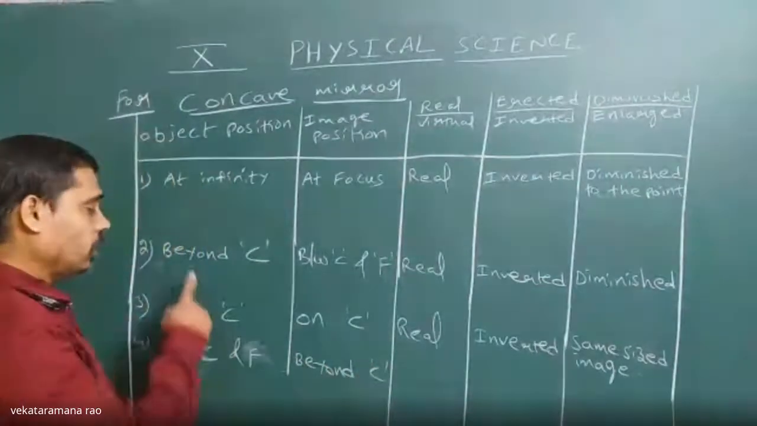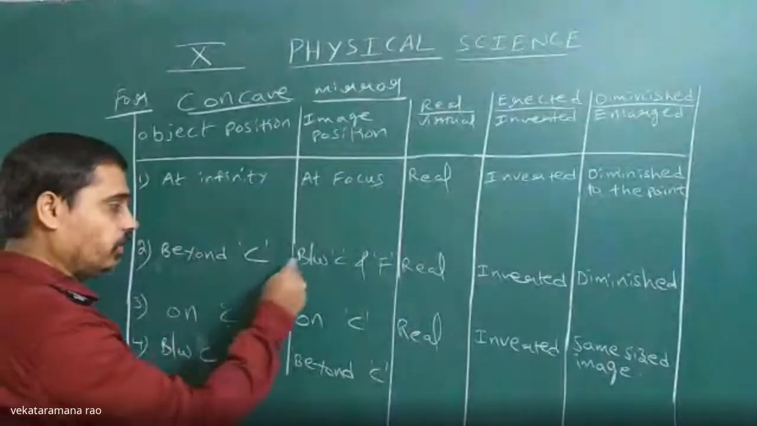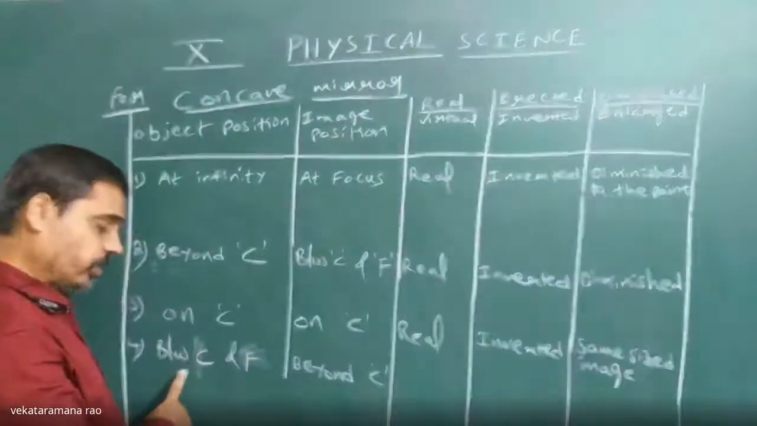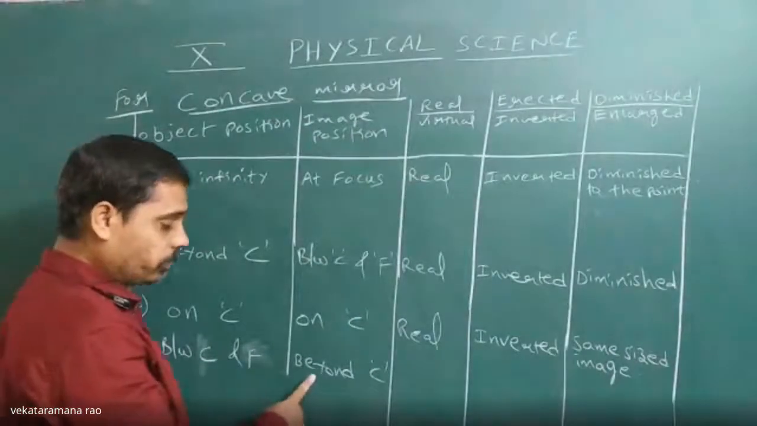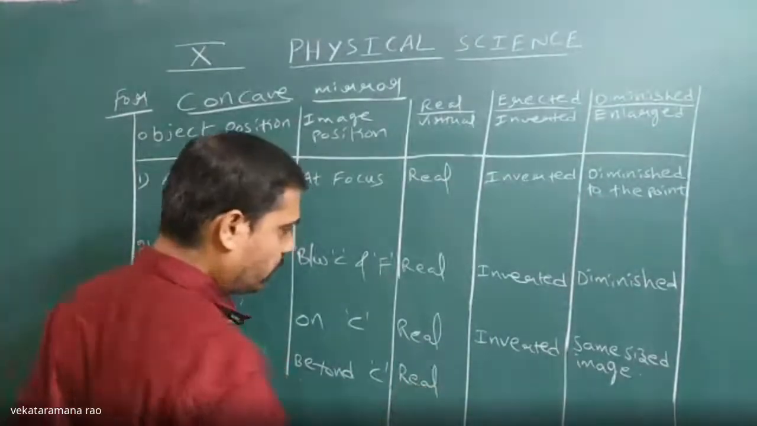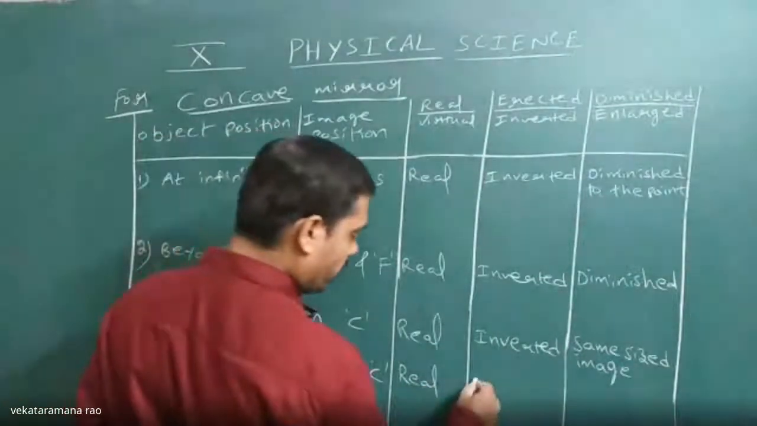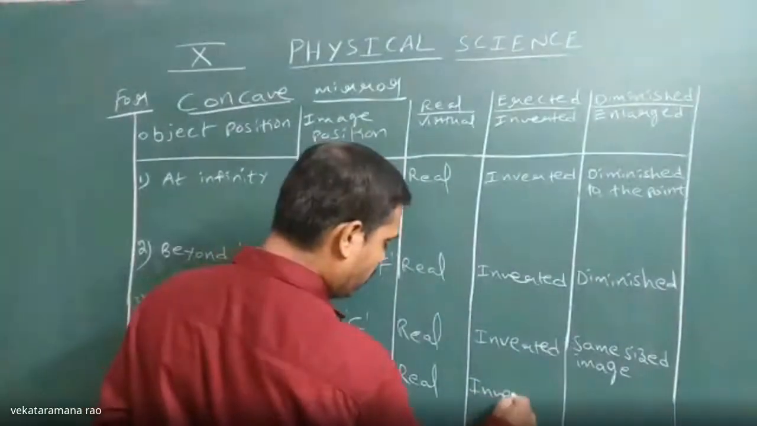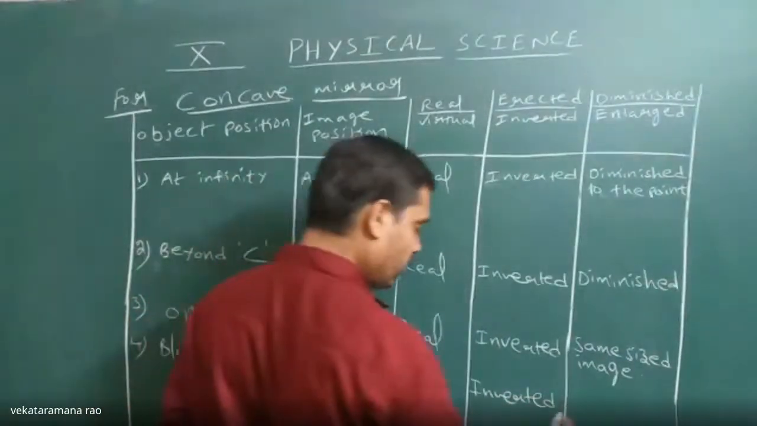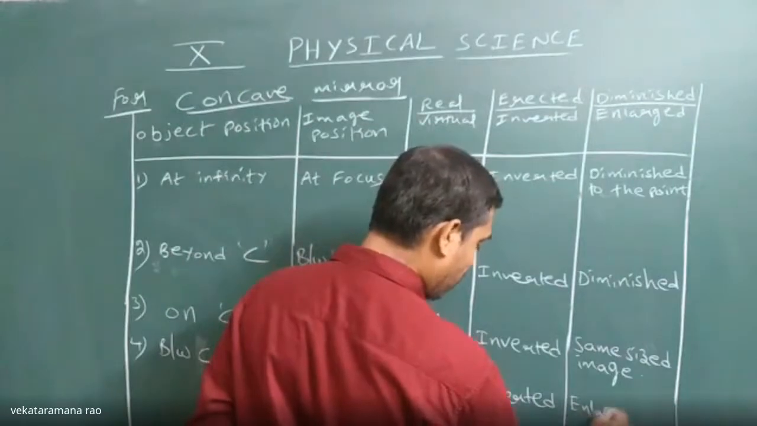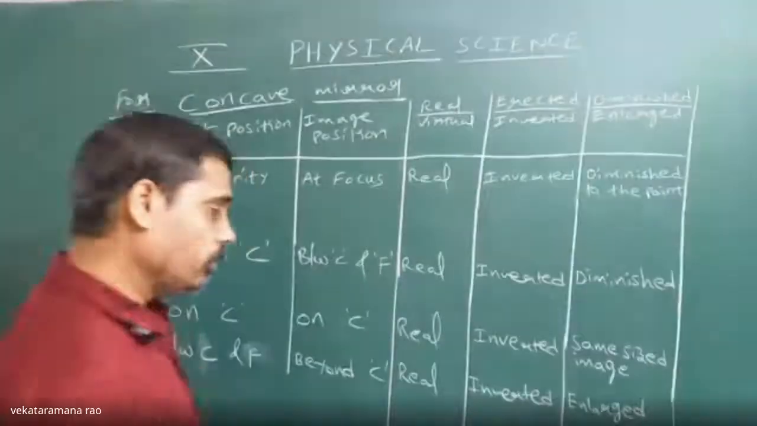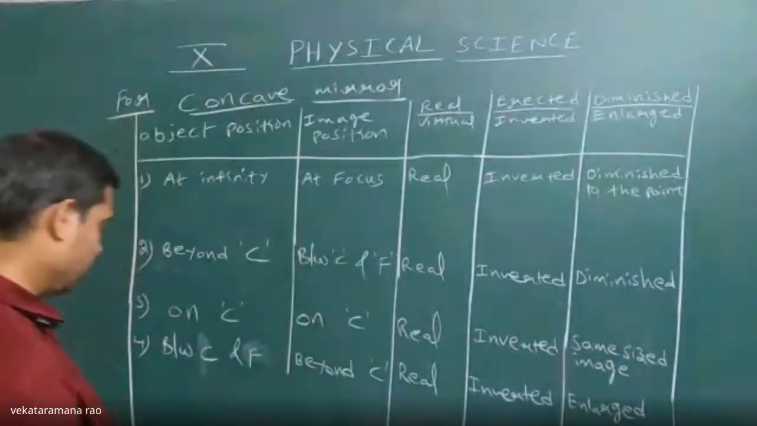Have you observed or not? When the object is beyond C, we are getting the image between C and F. Now the object is between C and F, the image will be beyond C. Is that real? Yes, it's a real image. Is that inverted? Yes, it's an inverted image. Is that enlarged? Yes, it's an enlarged or magnified image.